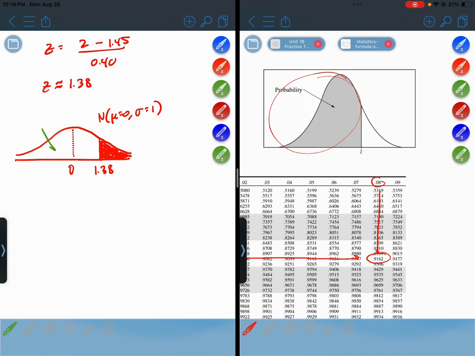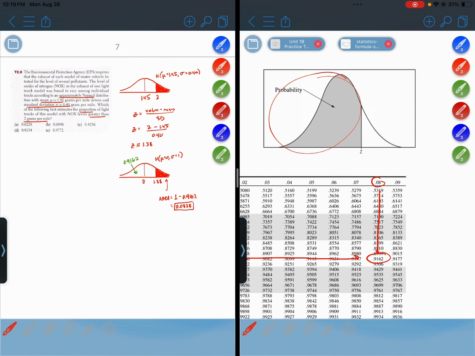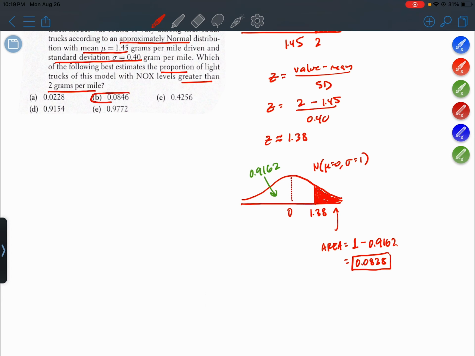So the area in the left tail here is 0.9162. The actual area that we want is going to be 1 minus 0.9162, which is equal to 0.0838, I believe. Just over 8%. None of the answer choices are perfect matches, but B looks to be the closest match. 0.0846.